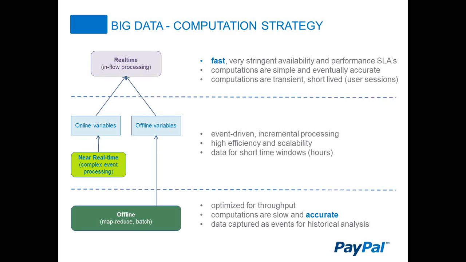Now we're going to talk about competition strategies. There are 3 layers that I would like us to think about. Going from bottom up, you have an offline environment where you do batch processing. The nature of batch processing is that systems are optimized for throughput. This is where you can consume large amounts of data, and this is where you can probably do your historical event analysis as well.